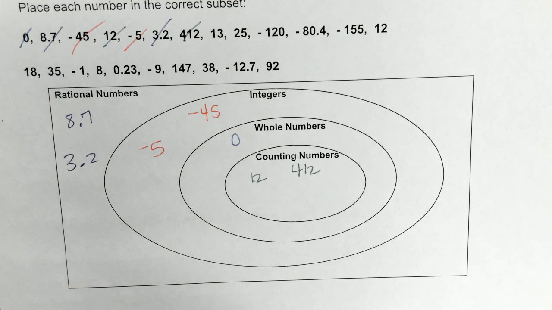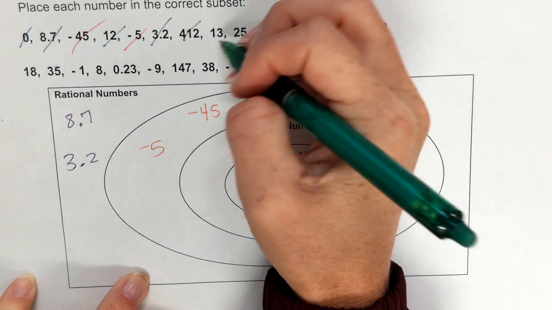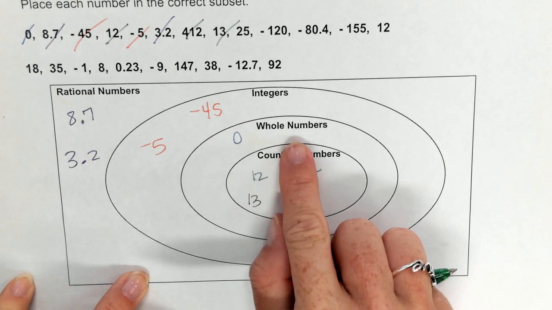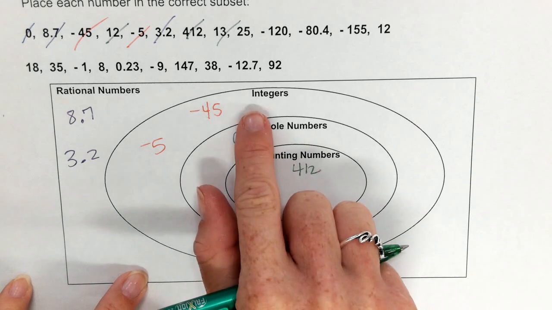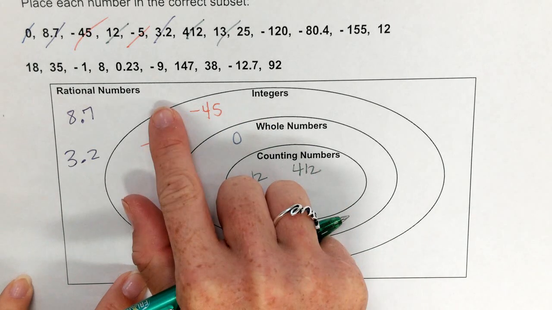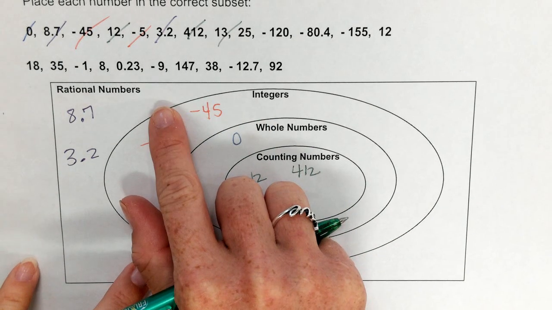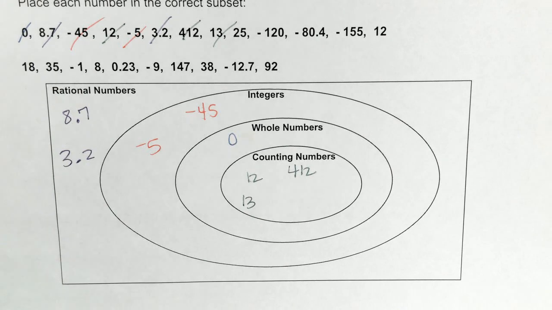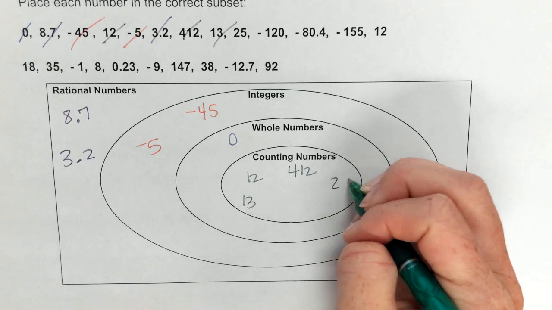13. Where would it best go? Counting. So question. Is 13 also a whole number? Yes. Is it also an integer? Yes. Is it also rational? Yes. Sorry, that's 8th grade. Okay. Is it real? Yes, it is real. Okay. All right. 25. Counting.